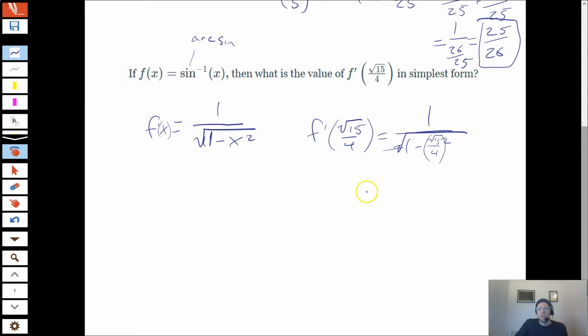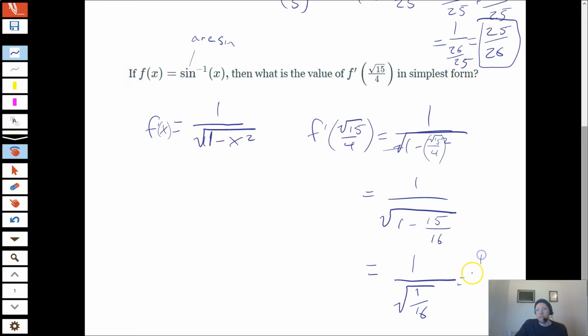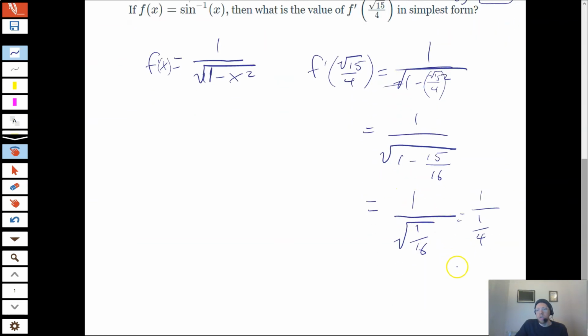Instead of x, I want to say root 15 over 4. When I square that, my life gets easier. 1 minus root 15 squared is 15, and 4 squared is 16. So 1 minus 15/16, you can probably do that in your head. That's 1/16, and the square root of that is 1/4. So my final answer here, 1 over 1/4, is just 4. And I'm done.